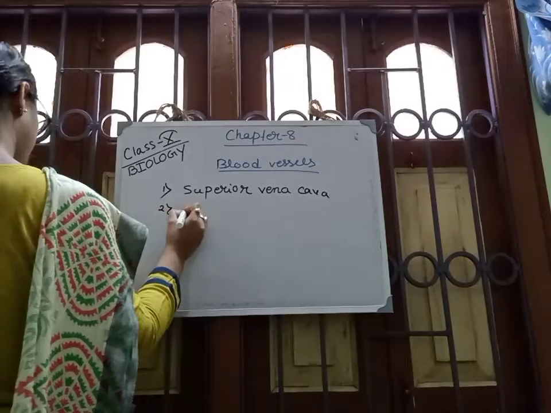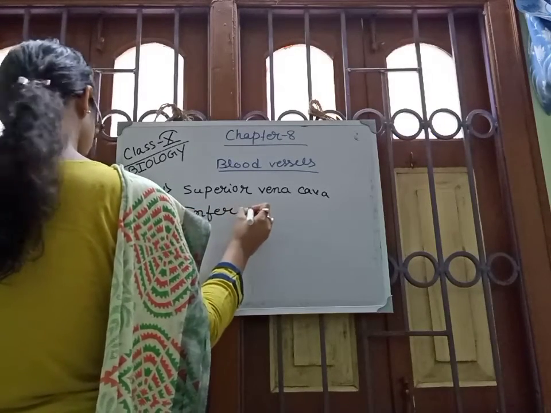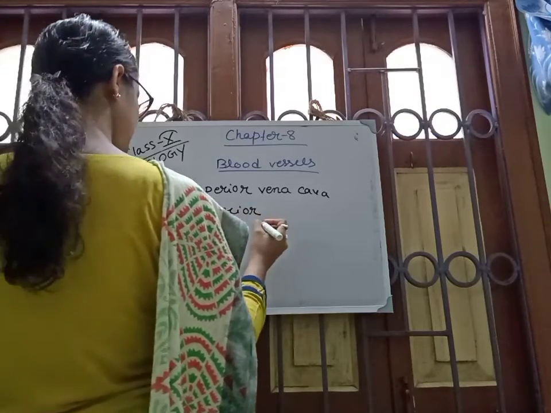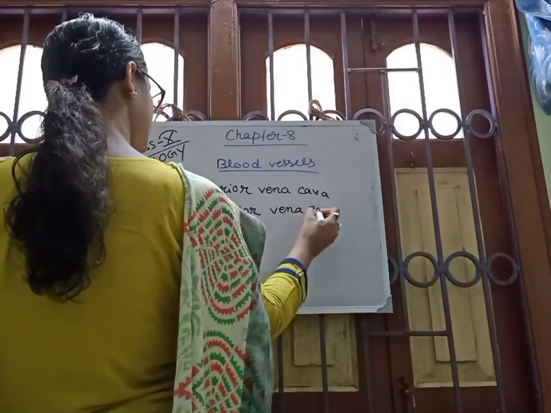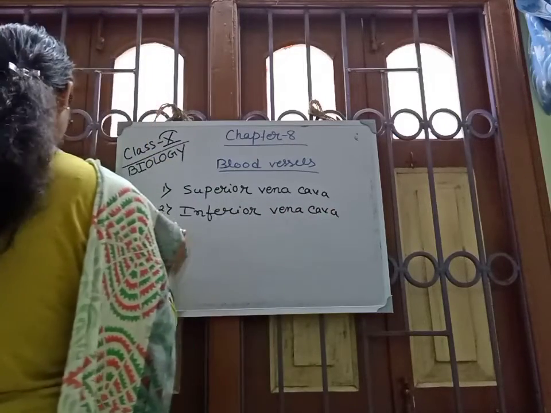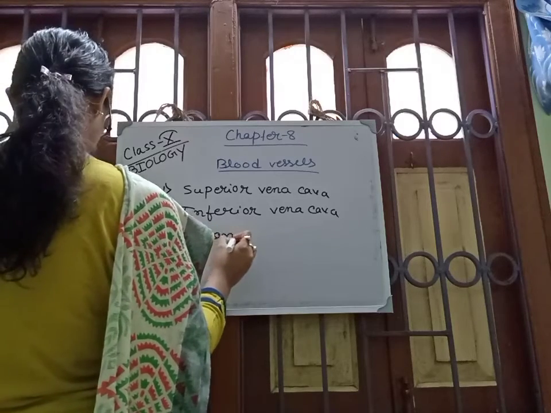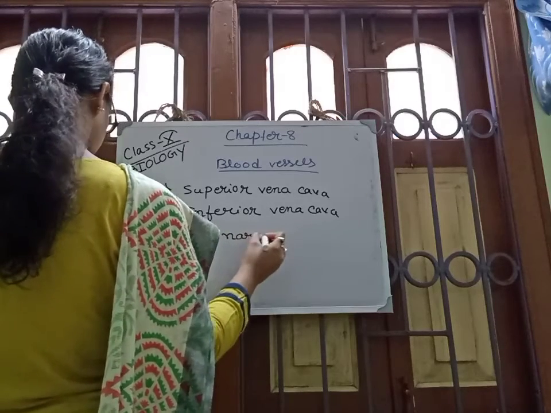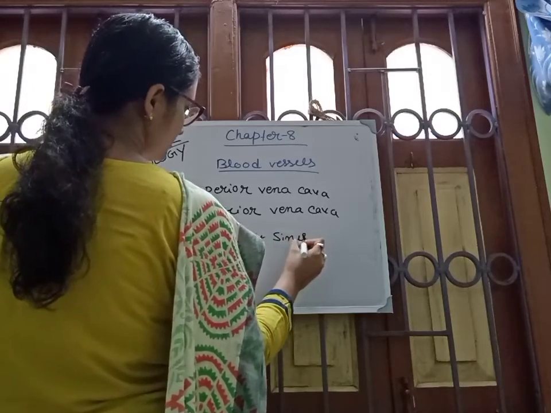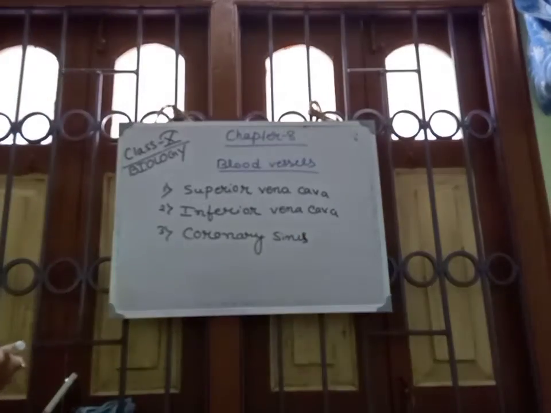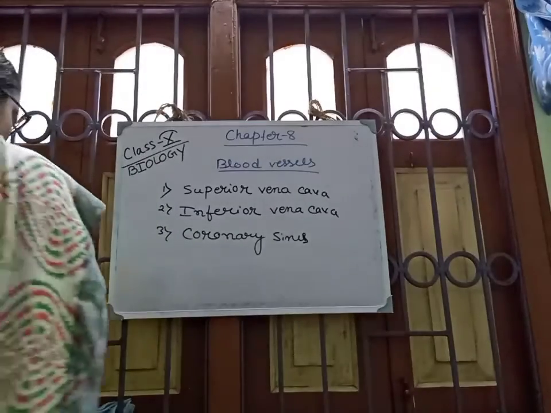the inferior vena cava, and the third one, the coronary sinus. Where they are situated, you have to understand. The first one is the superior vena cava.